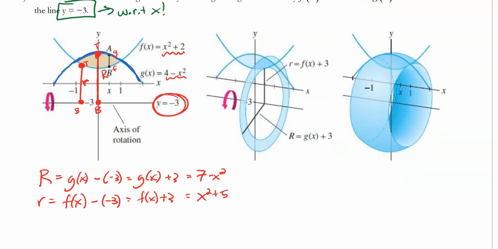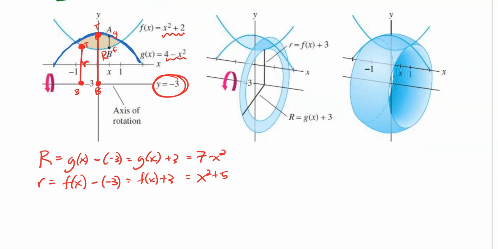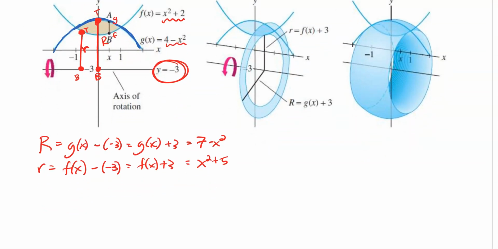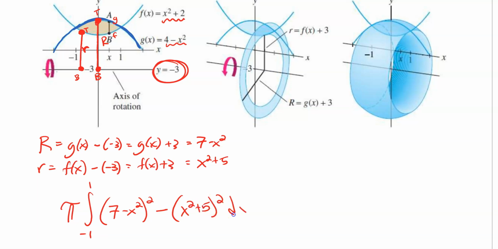Okay, the hardest part for these problems is figuring out big R and little r. So you have to really, really focus on how that calculation is done. And then the setup is always the same. We're going from -1 to 1. And we have big R squared, so 7 minus x squared, squared, minus little r squared, so that's x squared plus 5, squared, dx.